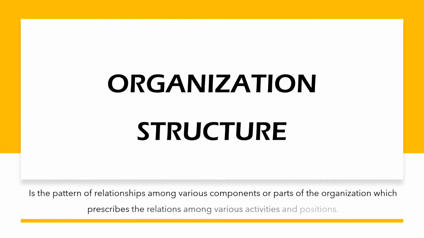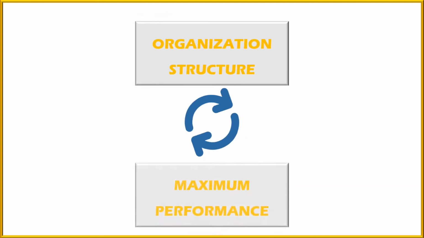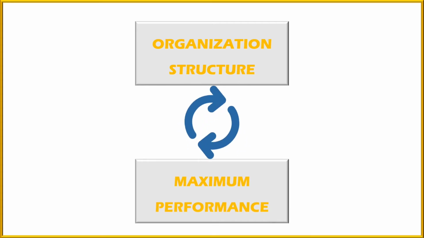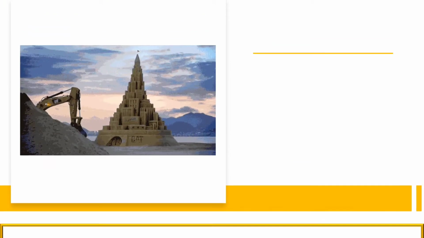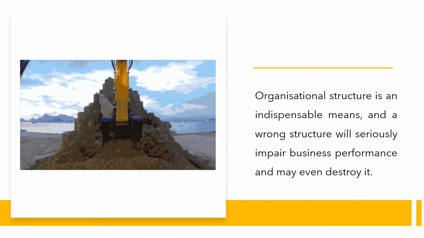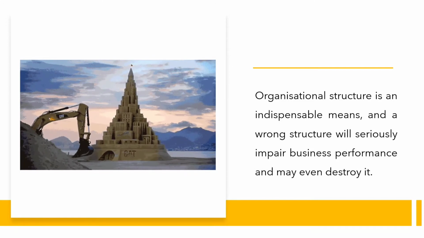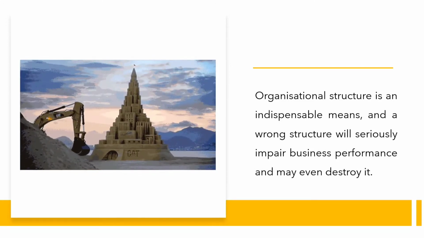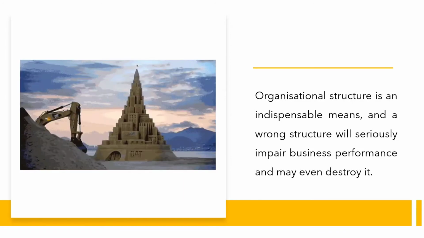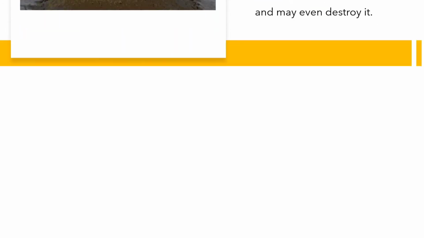Organization structure is the pattern of relationships among various components or parts of the organization, which prescribes the relations among various activities and positions. Organizational structure aligns and relates parts of an organization so it can achieve its maximum performance. According to Peter Drucker, organizational structure is an indispensable means, and a wrong structure will seriously impair business performance and may even destroy it.